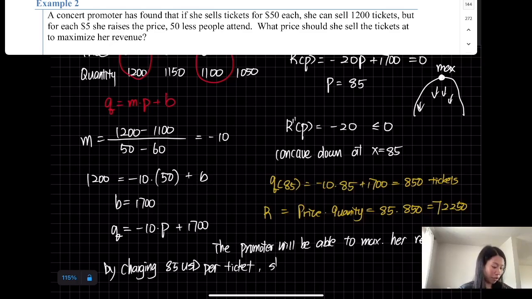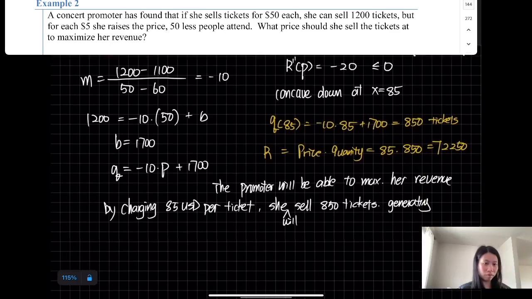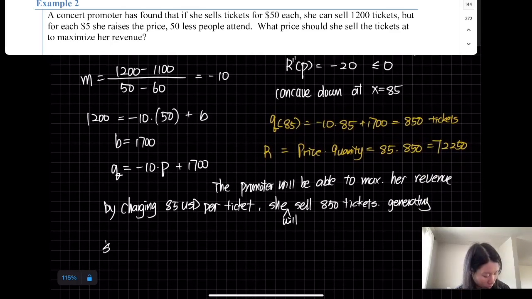At that price, she will sell 815 tickets and generate $72,215 in revenue.